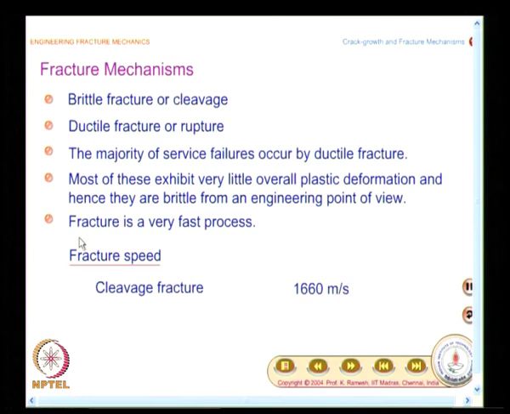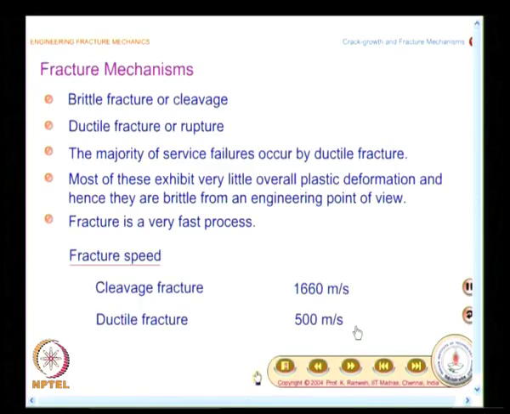And in contrast to crack growth, fracture is a very fast process, and this is what I said, both fractures are very fast. In cleavage fracture, the crack travels at a speed of 1660 meters per second. In ductile fracture, it travels at a speed of 500 meters per second. A racing car travels around 100 meters per second, and that itself is very high speed. Imagine a crack traveling at 500 meters per second, which is really very fast. It is only in attention to detail that you find one fails in a brittle fashion, another is a ductile fracture.